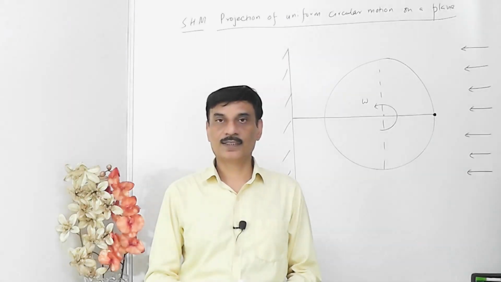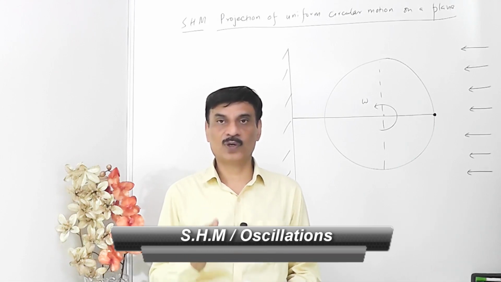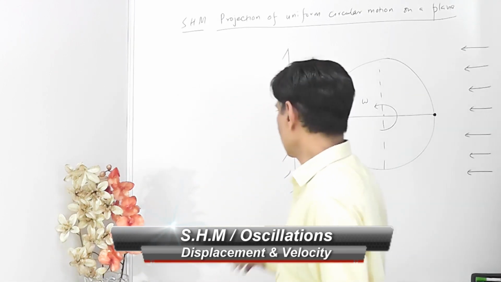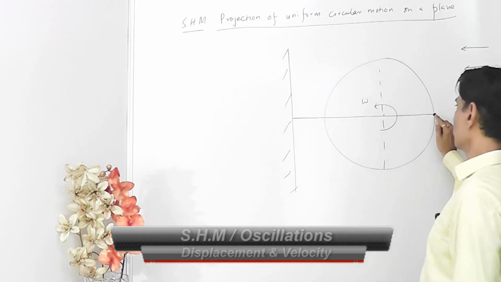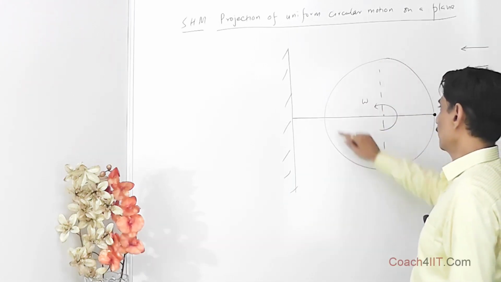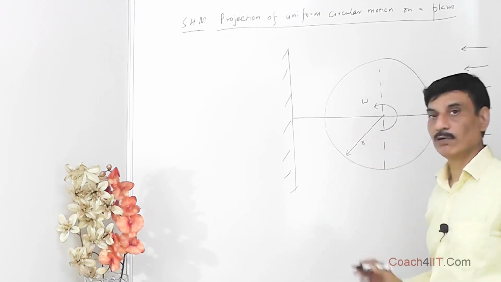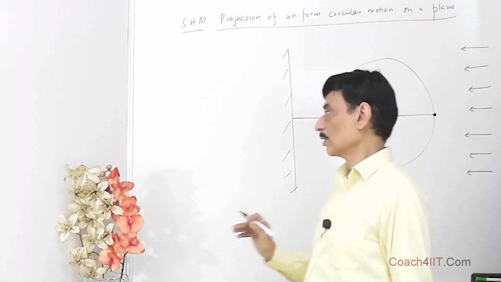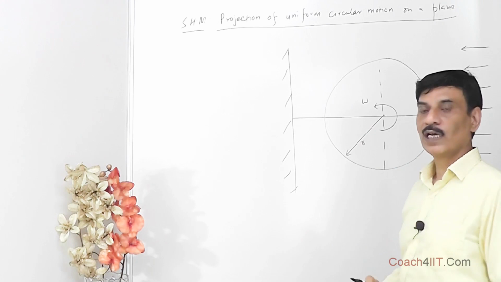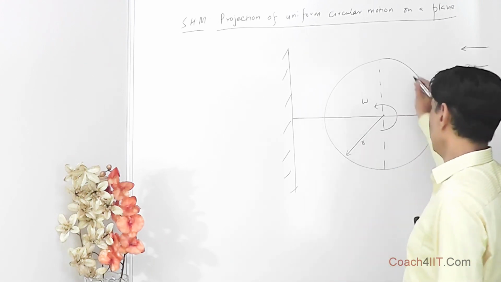Let us understand SHM as the projection of uniform circular motion on a plane. Over here we take the XY plane, and a body which is rotating in a circle of radius r with a constant angular velocity. So this motion is uniform circular motion. We don't have any alpha or angular acceleration. The body is moving with a uniform angular velocity.